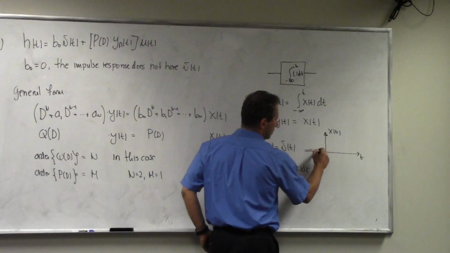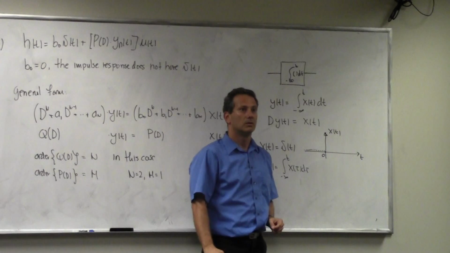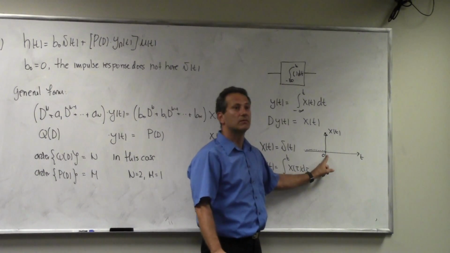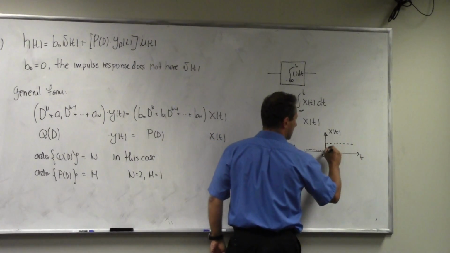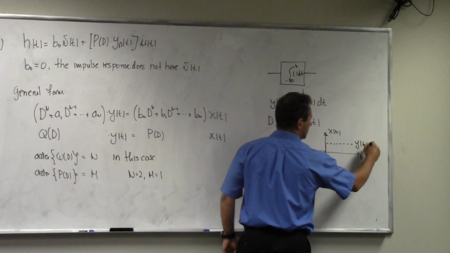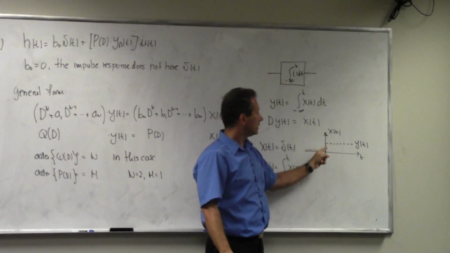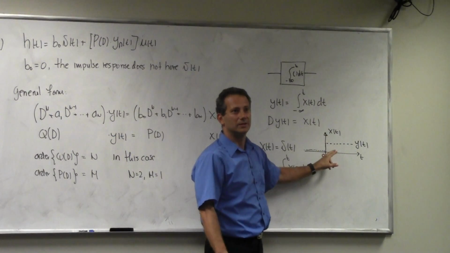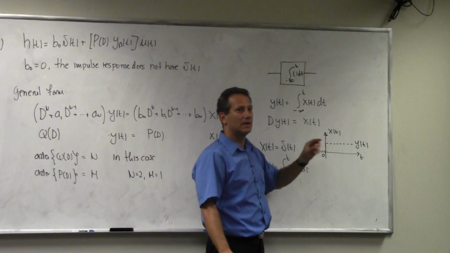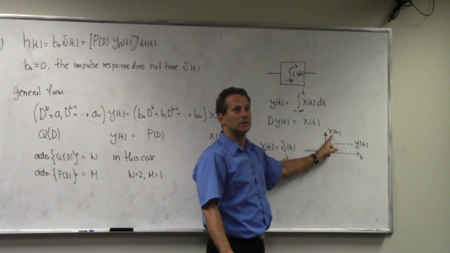It is 0 all the way up to 0. What is it after 0? Well, it's the integral under the curve of this one. What's the integral under delta? 1. So this one continues like this. Right? So this is y of t. So you see that this one has an impulse at the input, but the output does not. Output never goes to infinity. So you don't have to have an impulse in the output if you have an impulse in the input.